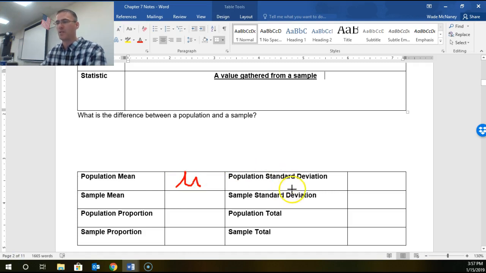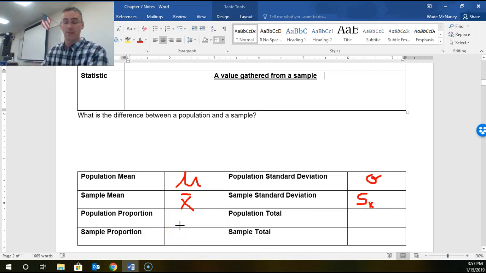So population mean is mu. Sample mean is x bar. Population standard deviation is sigma. Not very good, but I'm trying to draw with the mouse. Sample standard deviation is S sub x.